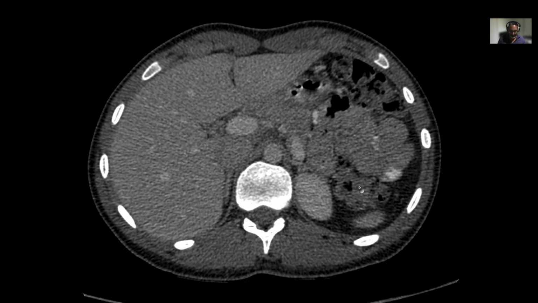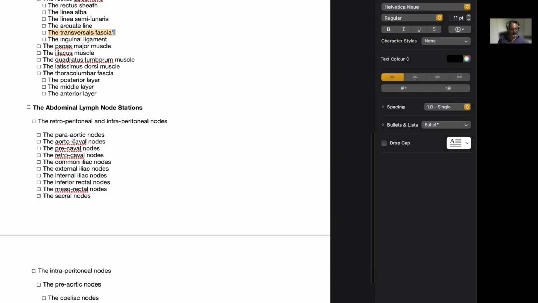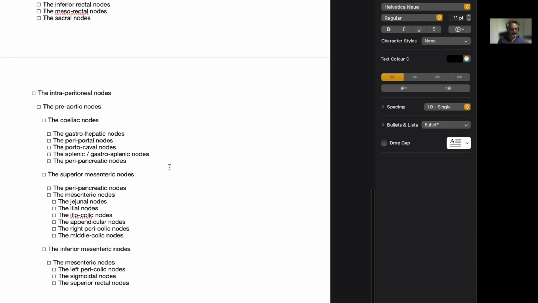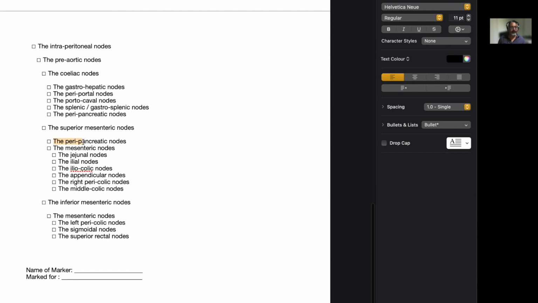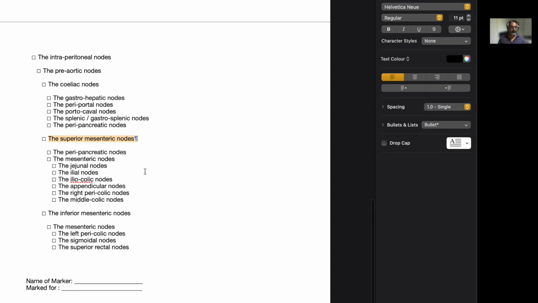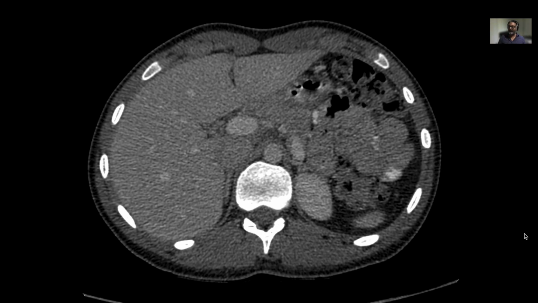Any questions? All right, so have we done this? We did the periaortic, aortocaval, precaval, retrocaval, common iliac, external iliac, internal iliac, inferior rectal, mesorectal, sacral, yep. And the celiac nodes, yep, I think I covered those. Some of the pancreatic nodes can also drain to the superior mesenteric. That's correct. And then the jejunal, ileocolic, pedicular, yep. And yeah, so I think it's done. Any questions?